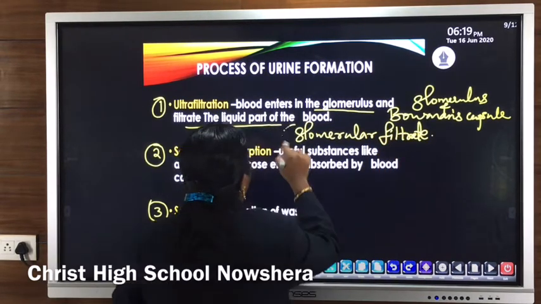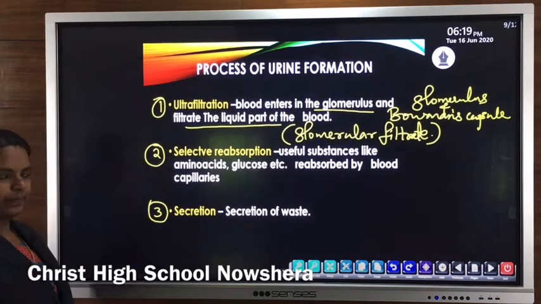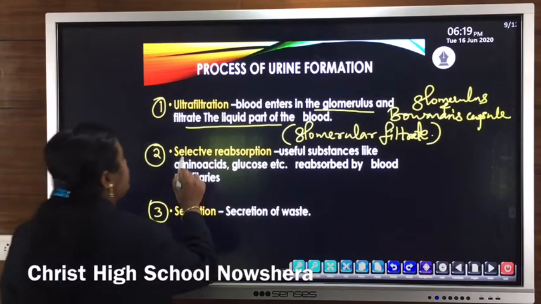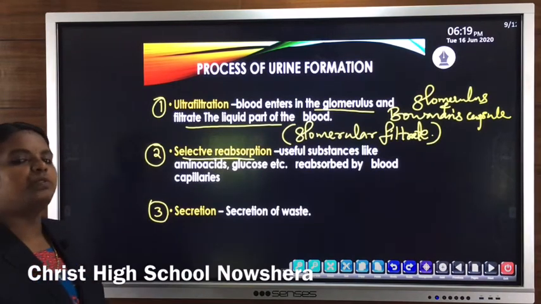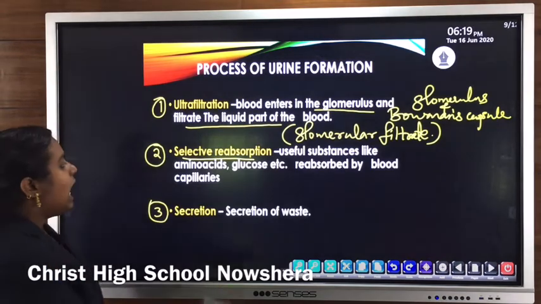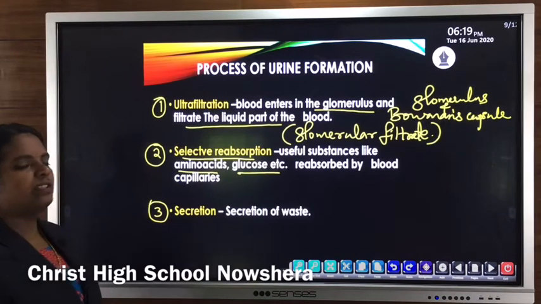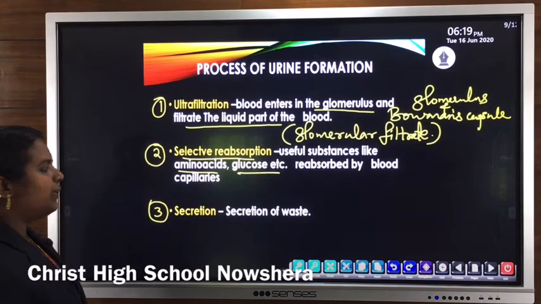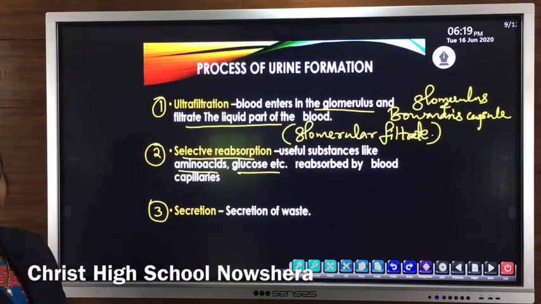After the filtration process, that filtrate is known as glomerular filtrate. So that is the first step. Then the second step is known as selective reabsorption, or simply reabsorption. Reabsorption of useful substances which are necessary for body maintenance, that is amino acids, glucose, and some useful ions. All these useful substances are reabsorbed by blood capillaries.